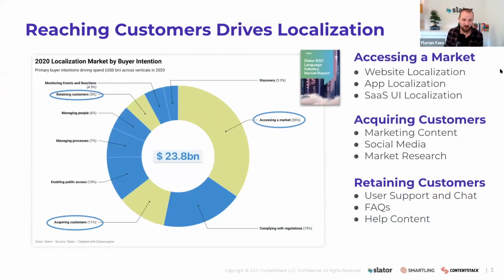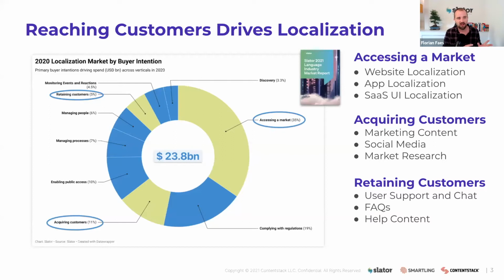So how big of a challenge is this? Well, what we calculated at Slator is a roughly $12 billion challenge. The total market for translation and localization services, we estimate, is around $24 billion. But as I'll explain in a second, we also looked at this market from a buyer intention point of view in our most recent report, which is published in May 2021, so it's quite fresh.